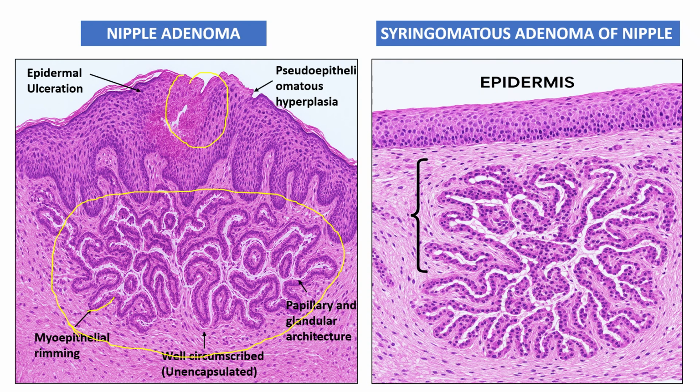Coming to other differential diagnosis, that is Syringomatous adenoma of the nipple. In this condition, as you can see here, in the epidermis, there is no change. Okay, there is no epidermal ulceration and pseudoepitheliomatous hyperplasia in the epidermis. That is one of the important points to differentiate from nipple adenoma. And in the dermis, similar to the nipple adenoma, you are able to see the glands and tubules which are lined by double layered epithelium, and myoepithelial rimming is also there. Here the glands are arranged in the form of comma, teardrop or branching shapes.